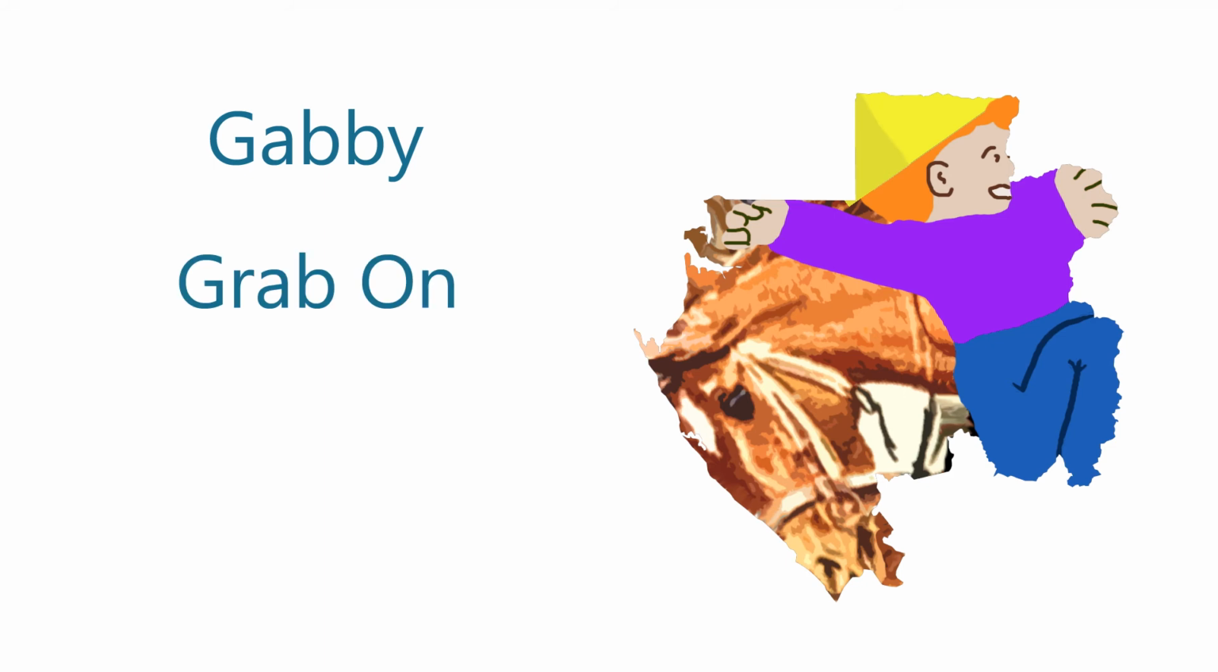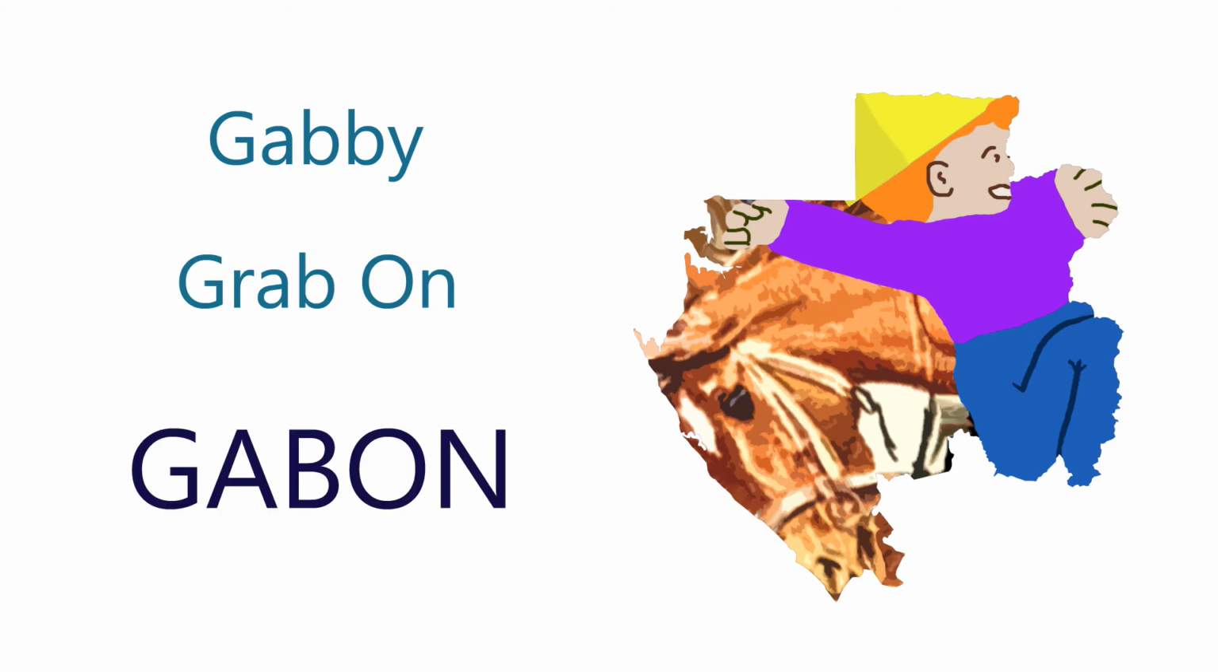For this country, in the bottom left, I definitely see a horse's head, and it looks like the horse is trying to buck its rider. And the rider is this little guy called Gabby, and Gabby is doing his best to grab on, which helps us remember Gabon. So when we see this shape that looks like a horse and little Gabby trying to grab on, we remember Gabon.